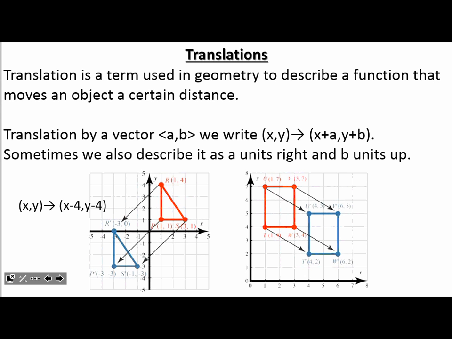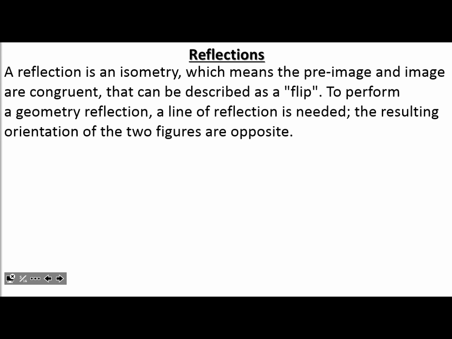So now let's move into what we call reflections. Do me a favor, copy that out, and then I'll explain this in a minute, what the mumbo jumbo says. So reflections, a reflection is an isometry, which means that the pre-image and image are congruent, that can be described as a flip. To perform a geometry reflection, a line of reflection is needed, and the resulting orientation of the two figures are opposite.